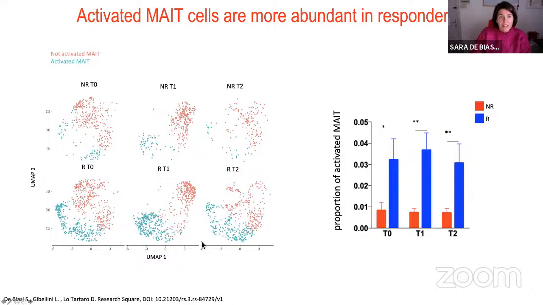And what we find out is that activated MAIT cells are more abundant in responders if compared to non-responders. And you can see here by this heatmap representation that the responder patients are characterized by higher level of activated MAIT here in blue, if compared to not responding. And here you can see the graph. So this activated MAIT was present even before therapy, and this difference was maintained after the therapy.